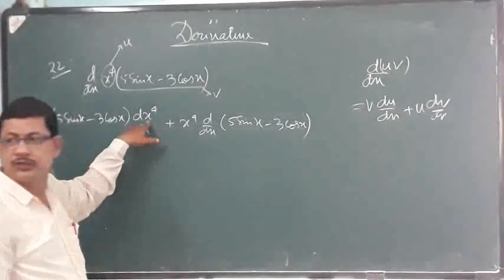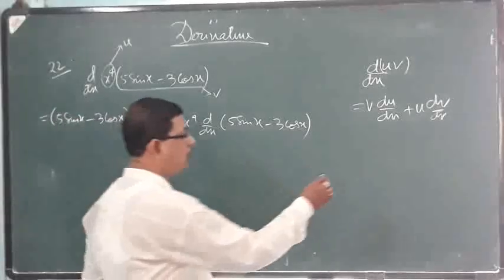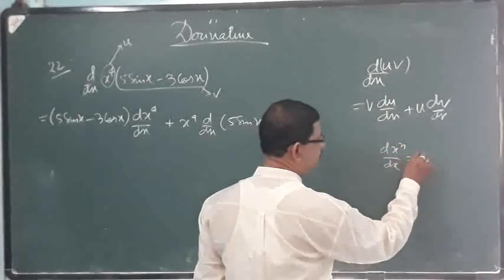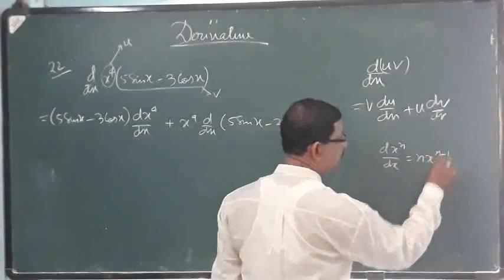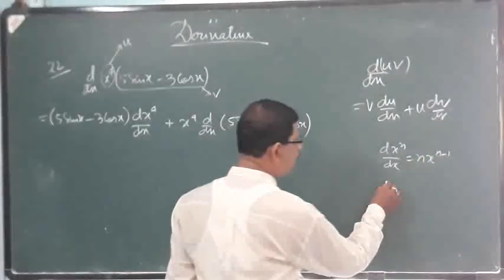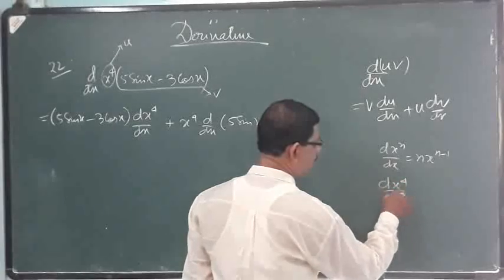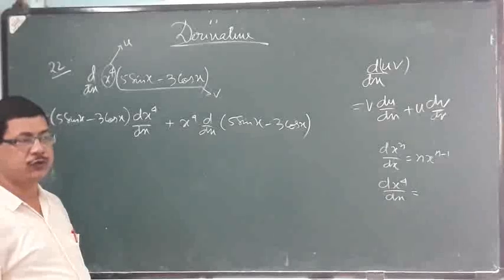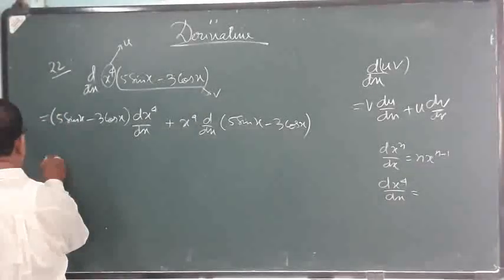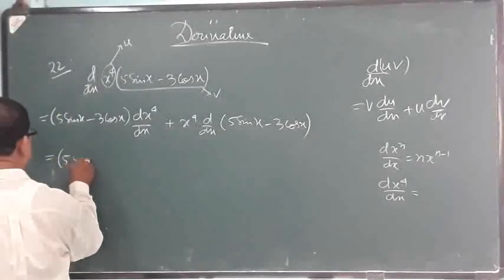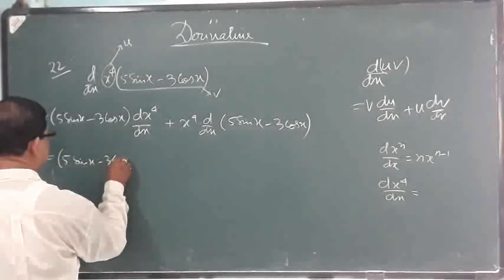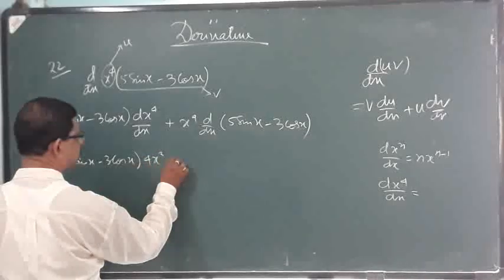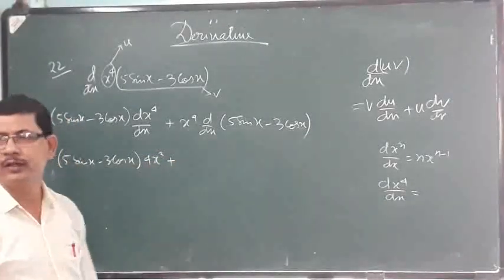Now differentiation of x to the power 4: one formula is there, d/dx of x to the power n is n x to the power n minus 1. If we put x to the power 4 there, then the value will be 4 x cube. So the first part is (5 sin x minus 3 cos x) times 4 x cube.